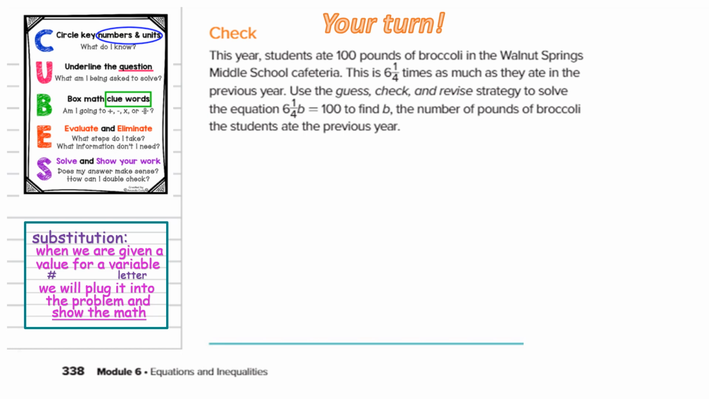So hopefully you have an answer. Hopefully you've cubed up your question. You've noticed all of the important information, and then you're going to ignore what is not important. So this year, students ate 100 pounds of broccoli.